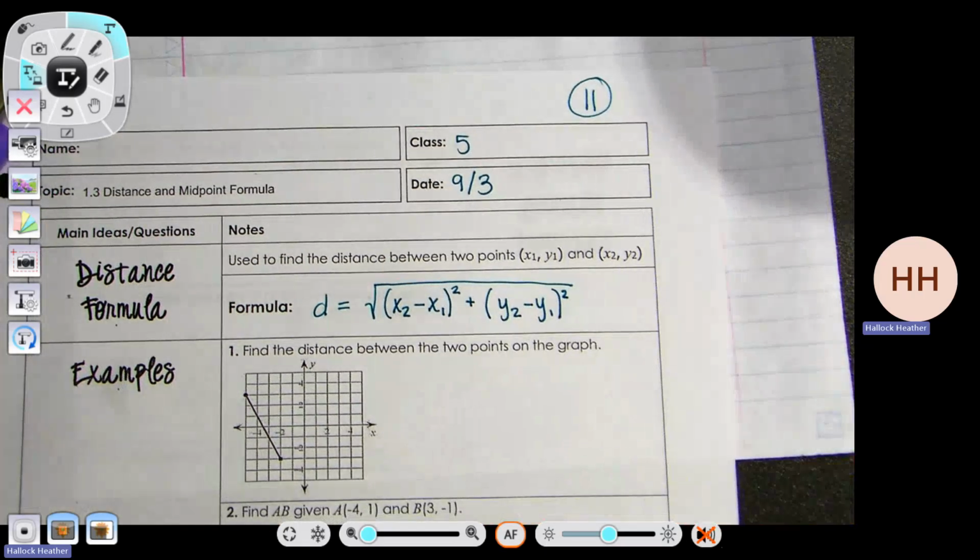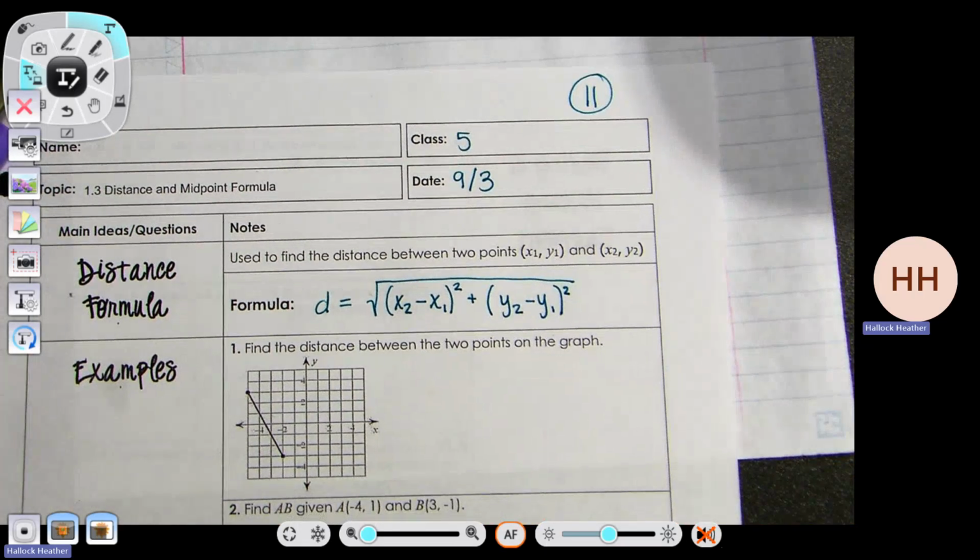The key with this formula where people mess up is everything is under the radical. So when you're typing this into Desmos, everything needs to go under the radical. The radical is the square root symbol. It goes all the way across the whole problem.